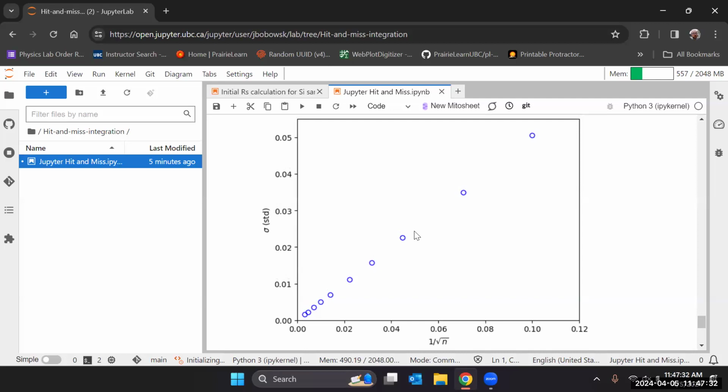So out here, because this is 1 over the square root of n, these large values is small n. So at small n, we have a large standard deviation. And at large n, where 1 over square root of n is small, we have a small standard deviation. Okay, and so this is a prediction for how the standard deviation should behave, and it agrees with our calculation based on what we know about the binomial distribution. So that's our example of hit and miss.